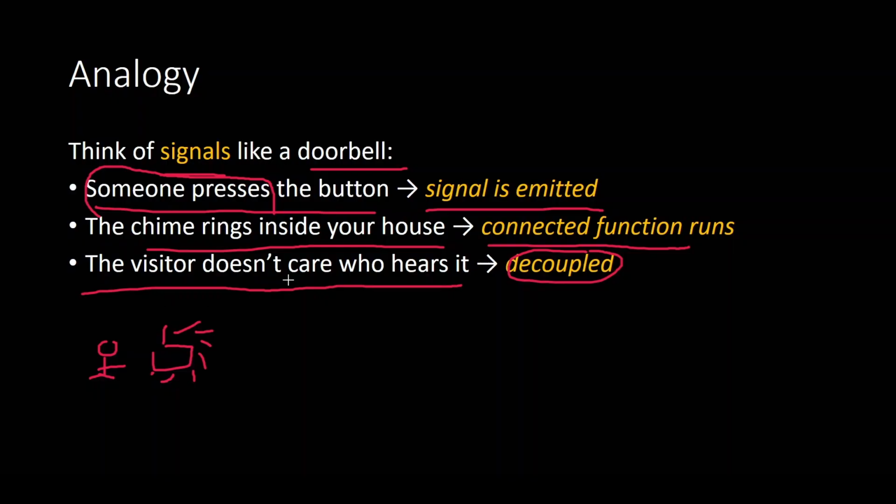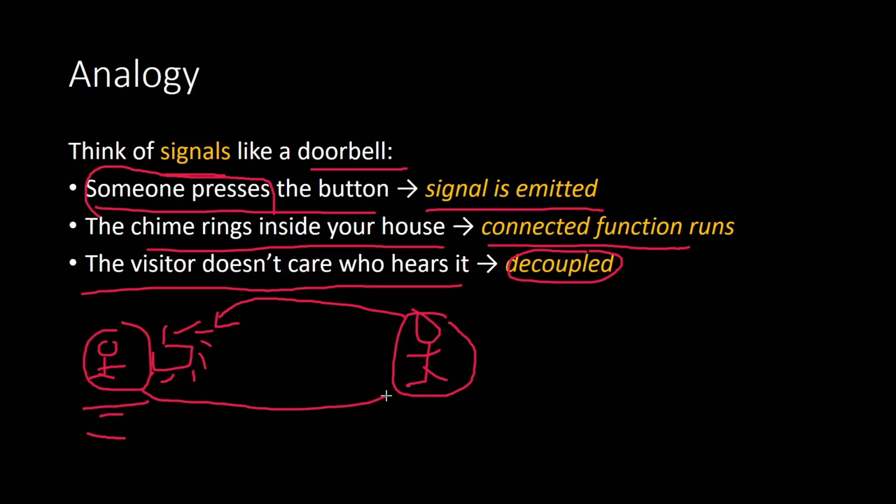Okay, so someone presses the button, and then the signal is emitted. It rings inside your house, the function runs, and some node here, suppose this is you, can listen or connect to the signal emitted. However, the visitor doesn't care who hears it. It could be you, it could be your mother, it could be your sister. It doesn't care as long as it just emits the signal. Okay, hopefully you've managed to understand the concept of signals because we are going to apply it in our code.